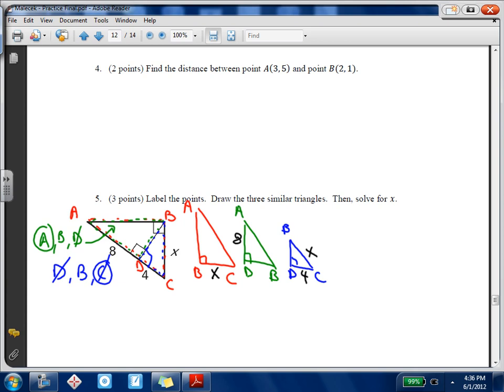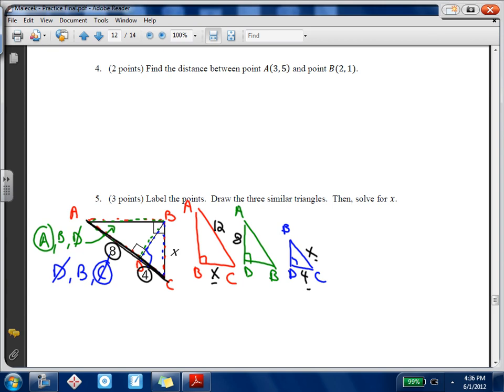Now, we want to look for a set where we have two matching parts, so two matching pairs. Notice that the green, the 8, doesn't match up with the red or the blue. The blue, we have the 4 and the X that match here and here, but we need something to match with the X over here. That is AC. Notice that AC is the entire length here, and it's going to be the 8 plus the 4. So AC is going to be 8 plus 4, so it's going to be 12.